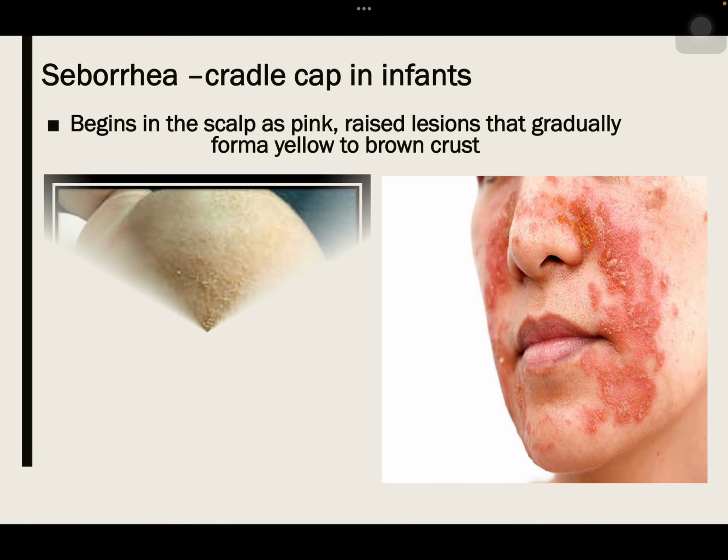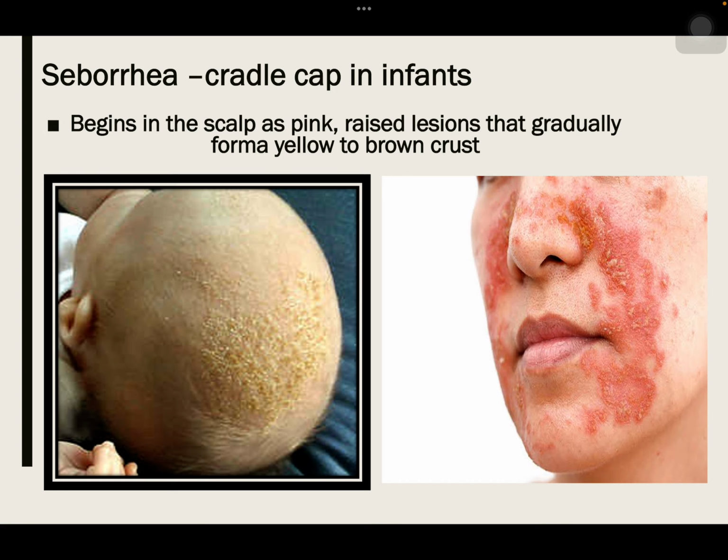So seborrhea is another pathology, called the cradle cap in infants. It begins in the scalp as pink raised lesions that gradually form a yellow to brown crust. Seborrhea is the improper activation of your seborrheic glands, which causes increased fatty, oily, and erosive lesions in the skin. Usually, seborrhea or seborrheic dermatitis happens in babies because of the overactivation of the seborrheic glands.